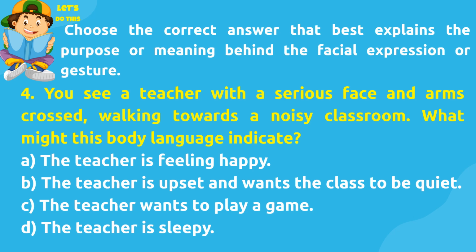And last one, you see a teacher with a serious face and arms crossed, walking towards a noisy classroom. What might this body language indicate? A. The teacher is feeling happy. B. The teacher is upset and wants the class to be quiet. And letter C. The teacher wants to play a game. And letter D. The teacher is sleepy. What do you think is the answer? Okay, the correct answer is letter B.